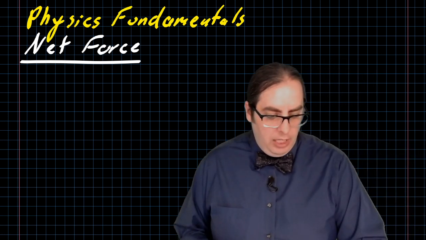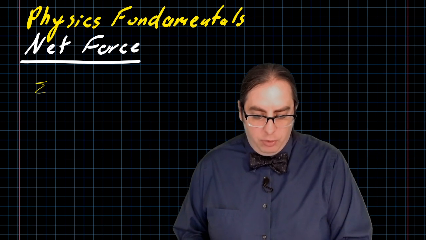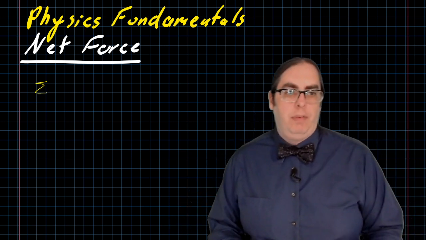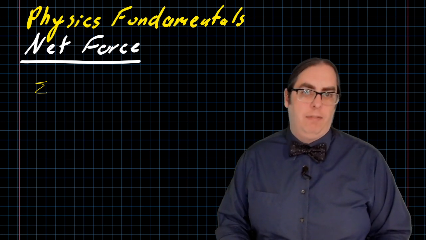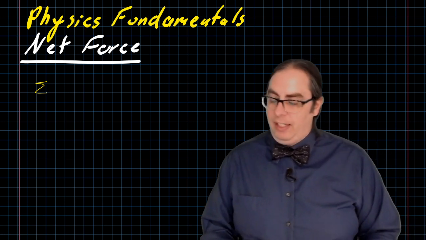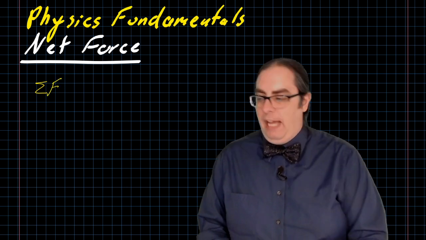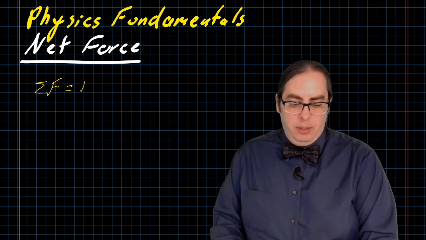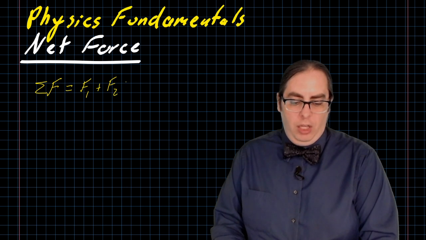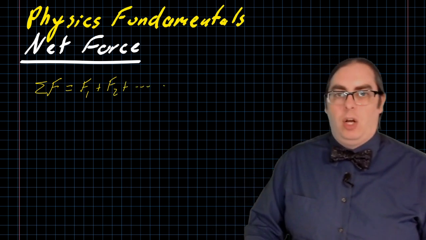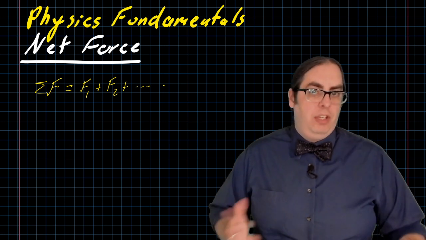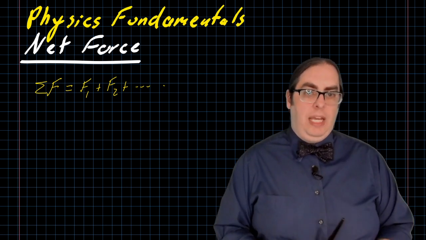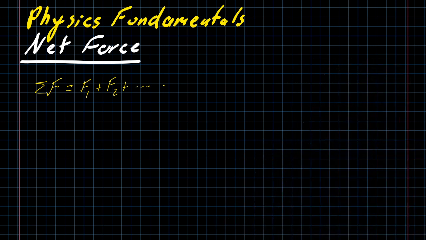So the net force, I like using the Greek letter capital sigma, which you may have come across in a previous mathematics course, especially if you've ever studied anything involving statistics. That means add everything together. So sigma F is what we're going to use to represent the net force, and it is the sum of all of the forces that are acting on the system. Some of them are going to be positive, some of them are going to be negative. That's okay.